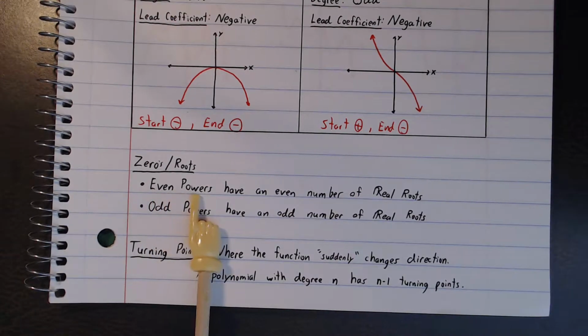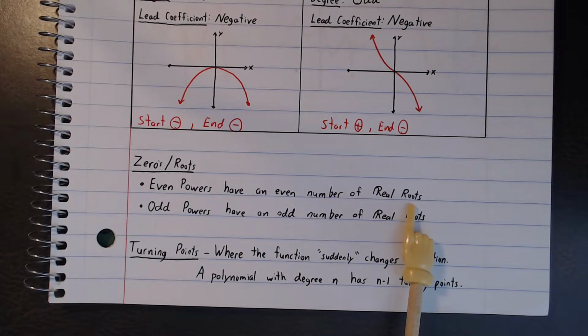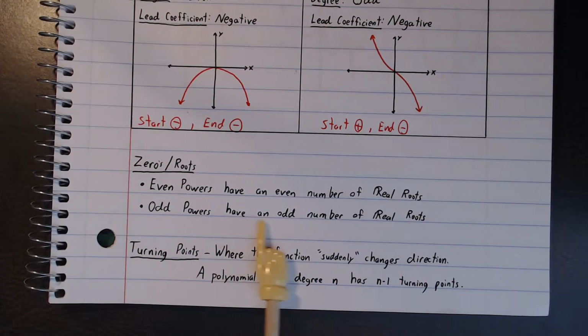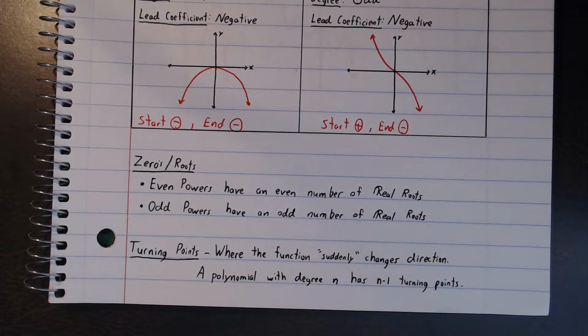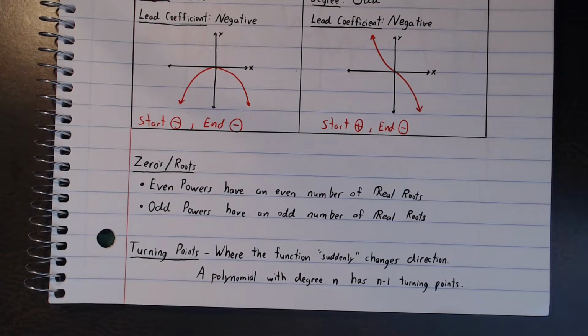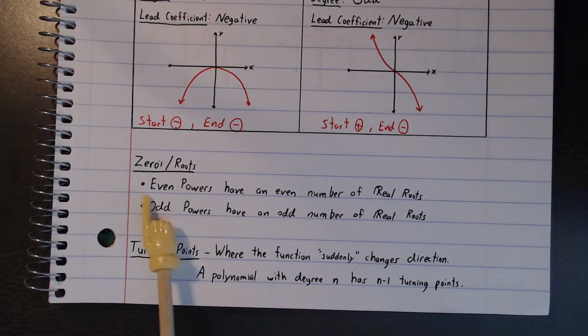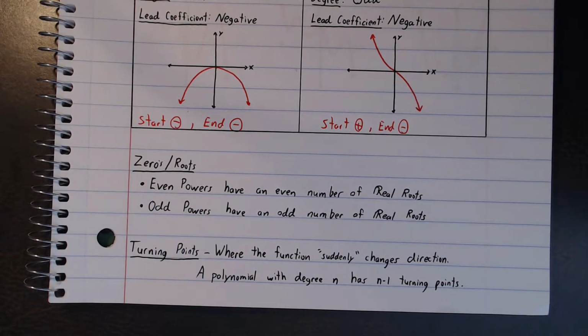But here's what's going to happen. If we have an even power, we're going to have an even number of real roots. If we have an odd power, we're going to have an odd number of real roots. This is generally speaking. There are times you might have, say, an even power and an odd number of roots, but that's a little bit more of a different discussion. For all intents and purposes here, we're going to try to remember this. Okay, that's what we want to try to remember.